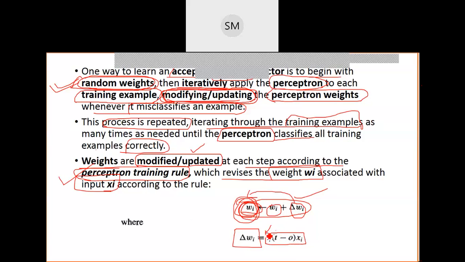Regarding all these notations, eta, t and o, we will discuss them in the next class. Just note that t is the target output, and o is the perceptron output. Try to differentiate: t is the target output, o is the perceptron output. That's all. And eta is a constant. So in the next class I will continue with these notations eta, t, o and all those things.